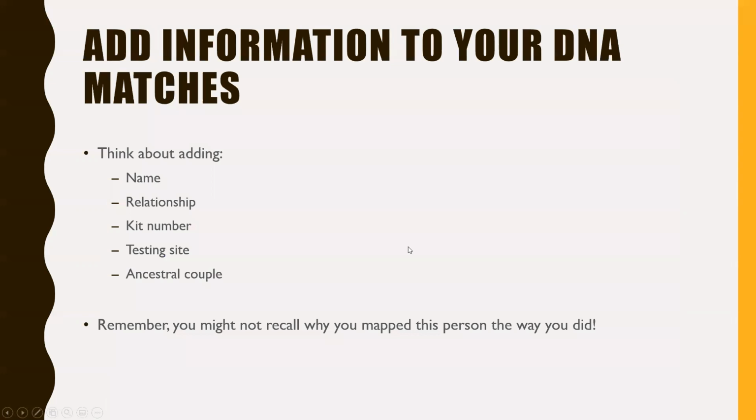So you can add information to your matches. There are lots of notes fields. You can add the names, their relationship, the kit numbers if you want to do that, the testing site. So if one of them, Ron or Don, was in Family Tree DNA and one of them was in 23andMe, you can add the testing site information. You can add the ancestral couple. You can really add notes to whatever you want and however you want to do that.